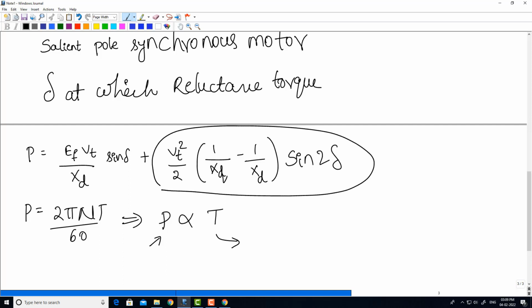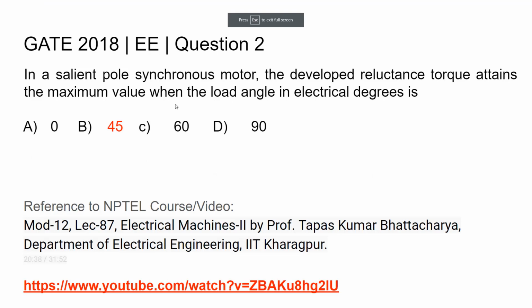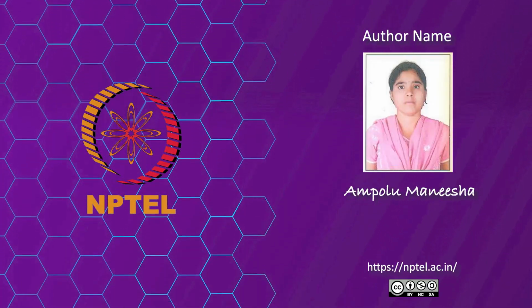Reluctance torque means this term should be the maximum. When will this term be maximum? When sin 2 delta is 1. So sin 2 delta equal to 1 means 2 delta is equal to 90 degrees, which implies delta is equal to 45 degrees. So the maximum reluctance torque will be developed at delta equal to 45 degrees. So the load angle in electrical degrees is 45 degrees. Thank you.